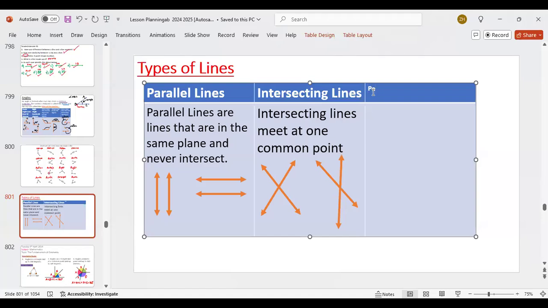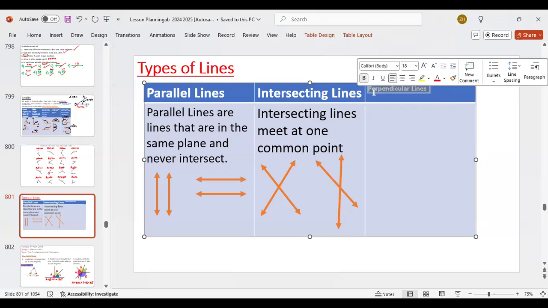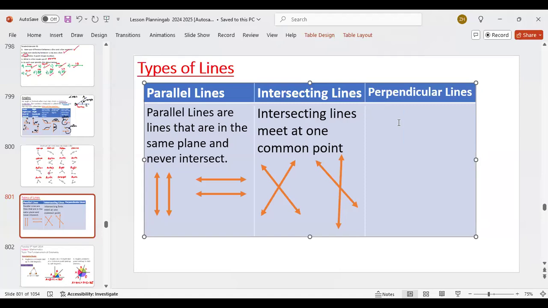Perpendicular. Perpendicular lines. Now, perpendicular lines, I spelled that wrong. It's at the end. Perpendicular lines, what do we know about them? They cross at a 90-degree angle. Yeah. So they are also intersecting lines, but they form a 90-degree angle.